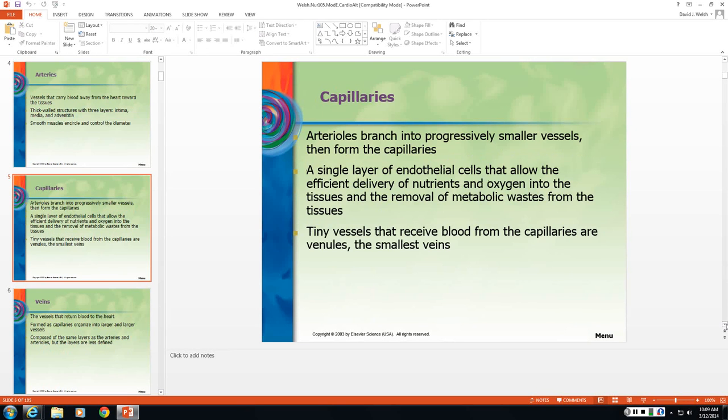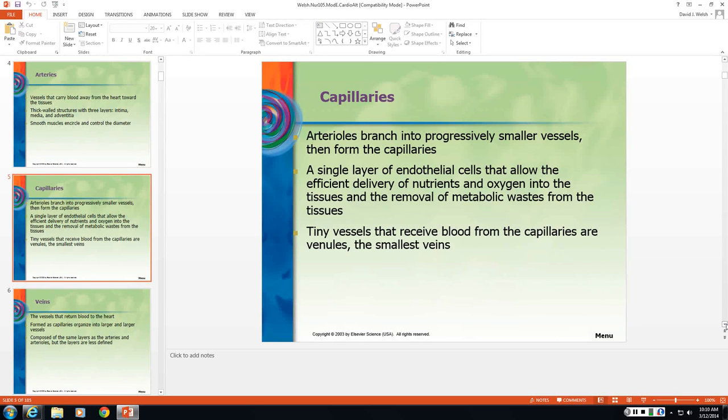Now your capillaries are... arterioles branch into progressively smaller vessels, and then they form capillaries. Now, a single layer of epithelial cells allows efficient delivery of nutrients, of oxygen into the tissues, and removes metabolic waste from the tissues. So that's what capillaries are.